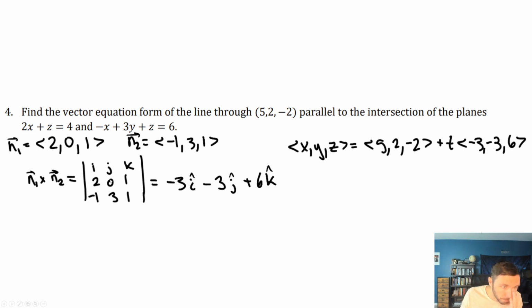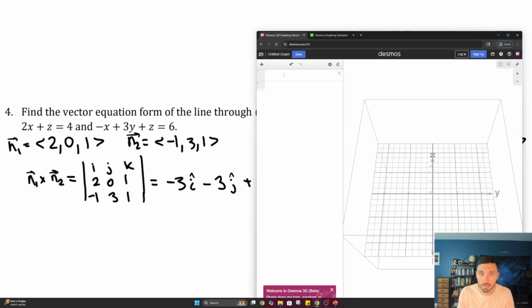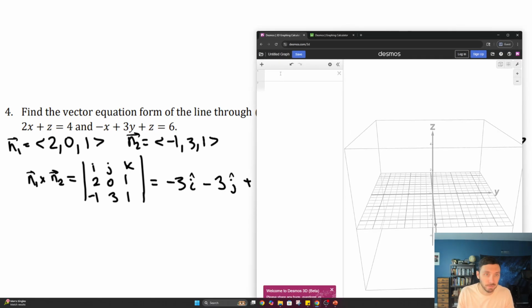So I went ahead and found the cross product. This right here is a normal vector to both the normal vectors, which is therefore parallel to the intersection of the planes. Went ahead and graphed it here. This one's fun, I have no idea what this looks like, to be honest. I don't think I've ever graphed this one. I've always just kind of said, yeah, that's probably what's going on. Let's take a look.